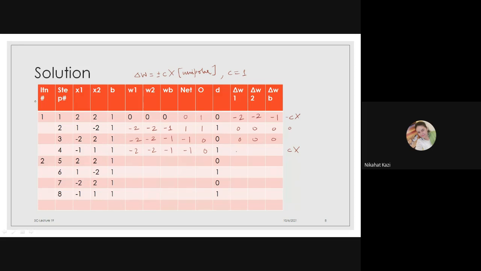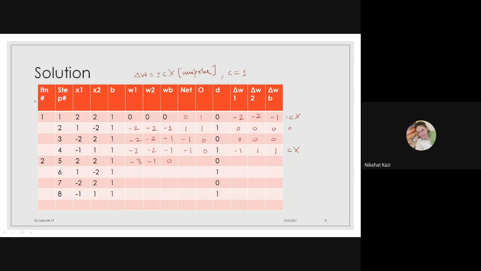So the weight update, delta W, is going to be equal to X. Exactly, right? So now what do we have? Add these two weights. It is minus 3, minus 1, 0.